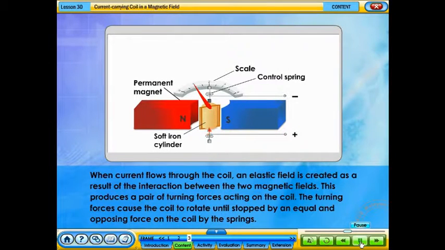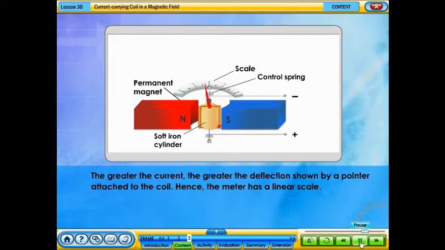When current flows through the coil, a catapult field is created as a result of the interaction between the two magnetic fields. This produces a pair of turning forces acting on the coil. The turning forces cause the coil to rotate until stopped by an equal and opposing force on the coil by the springs. The greater the current, the greater the deflection shown by a pointer attached to the coil. Hence, the meter has a linear scale.